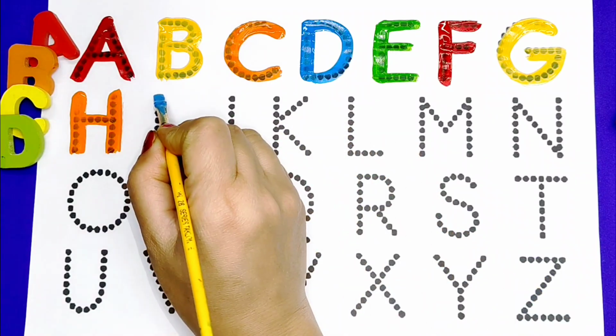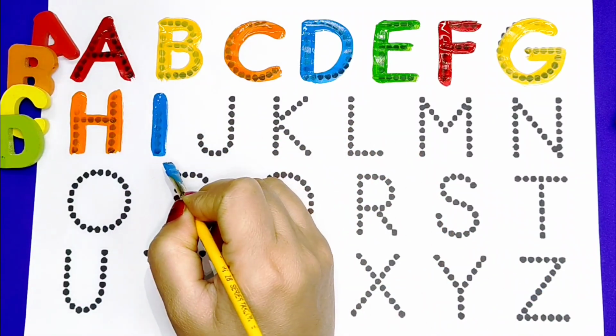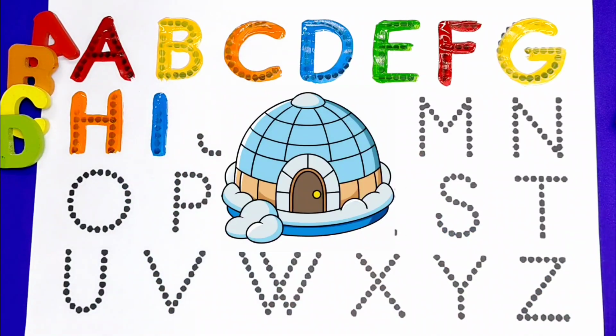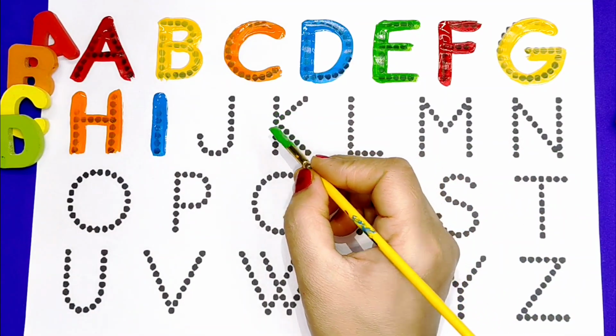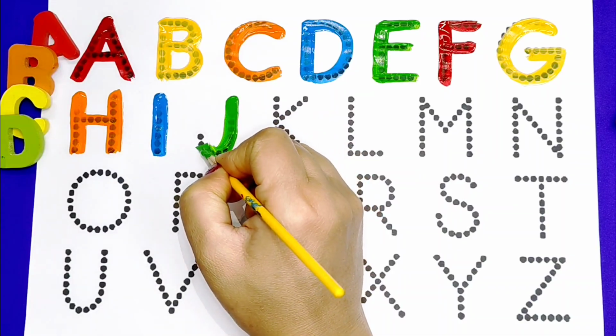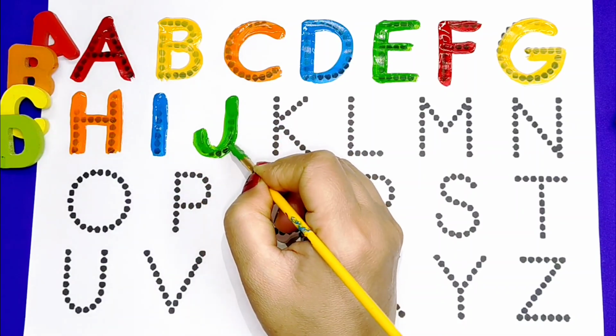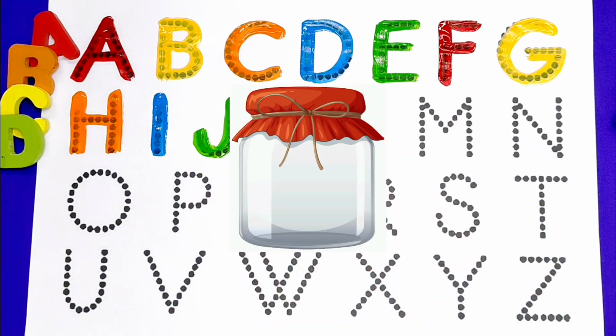Sky blue color, I. I for igloo. Light green color, J. J for jar.